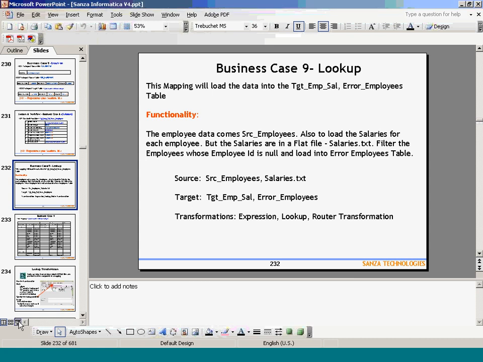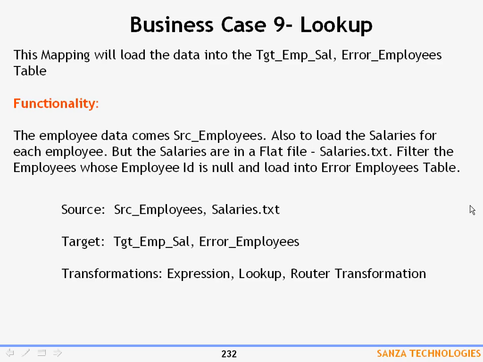Same example. I want to extract data from two sources. One is a table, another is a flat file. Load data into multiple targets. In place of filter, we will use a router here.